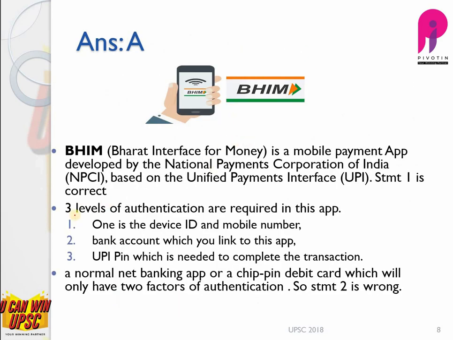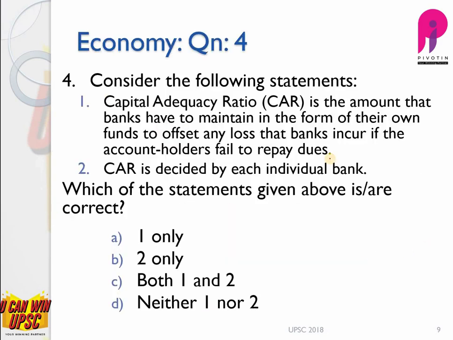BHIM offers 3 levels of authentication. One is the device ID and the mobile number, the second is that the bank account has to be linked with the mobile number and the app, and the third is the UPI PIN. So these 3 levels of authentication are available in this app, whereas normal net banking or a chip-pin debit card will have only 2 factors of authentication.